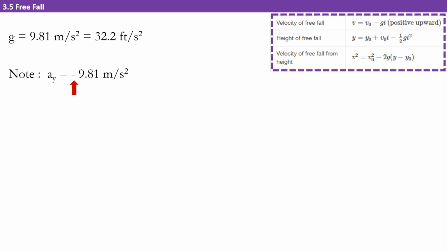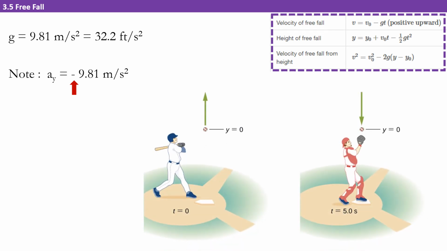So in this course, we will always say that g is a positive number, although the acceleration is negative if, for example, we choose up to be the positive direction. Let's consider a scenario in which a baseball player pops the ball straight up in the air, and we're going to call this position you see right here y is equal to 0. So that's the origin. And then sometime later, it comes back down in the same spot right here where y is equal to 0, and it lands in the catcher's glove, and this happens 5 seconds later.